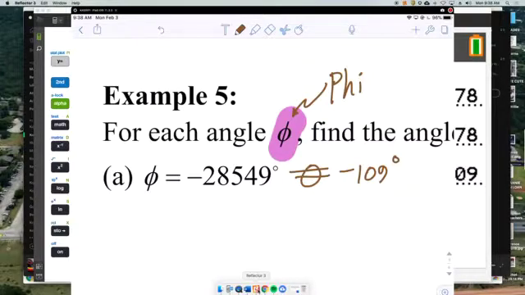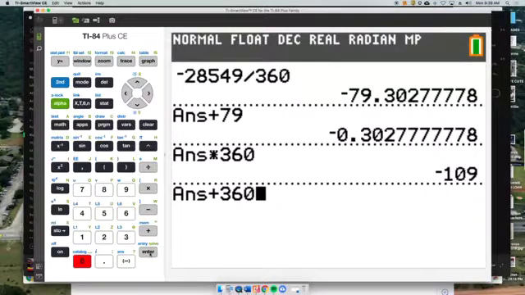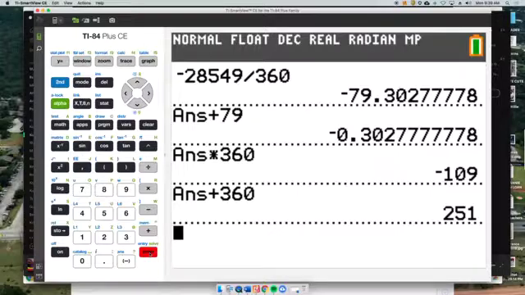At this point, if you end up with a negative angle between 0 and 360, just add one more full rotation to it. So just say plus 360, right? Just go around one more time, plus 360. If we had started with a positive angle, that would be our answer. So theta is 251 degrees. All right, 251 degrees.